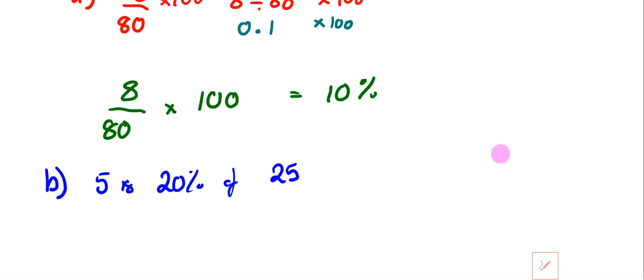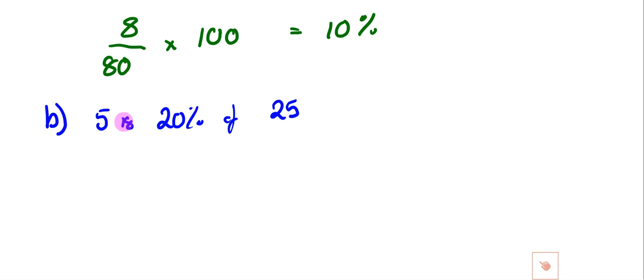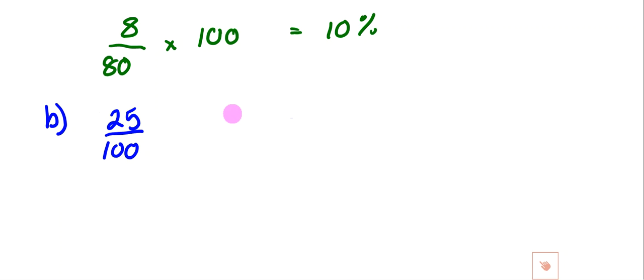Aaron, what would you do? I would do 25 divided by 100, because that means 25%. I think Hayley or Sophie was saying, make it out of 100. That's the same thing, isn't it? 25% is 25 over 100, yeah? And then I'll times it by 30.